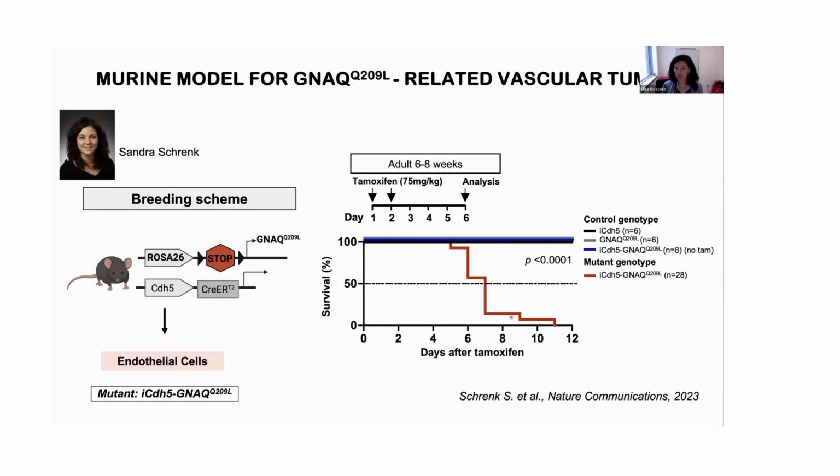Mutant mice administered with tamoxifen die pretty quickly. And we have chosen day 6 for our analysis to at least catch 50% of the mutant mice before they die. And you can see that different control genotypes actually can live very long. Even the mutant mice without tamoxifen can live very long. So the phenotype is specific to the mutant genotype with tamoxifen.